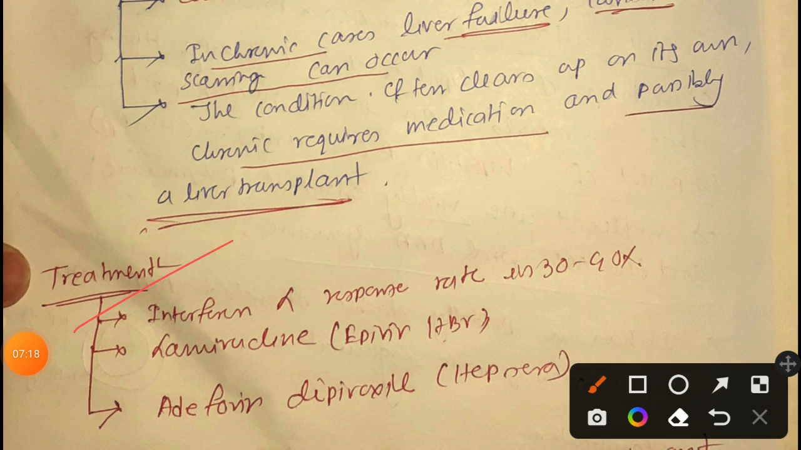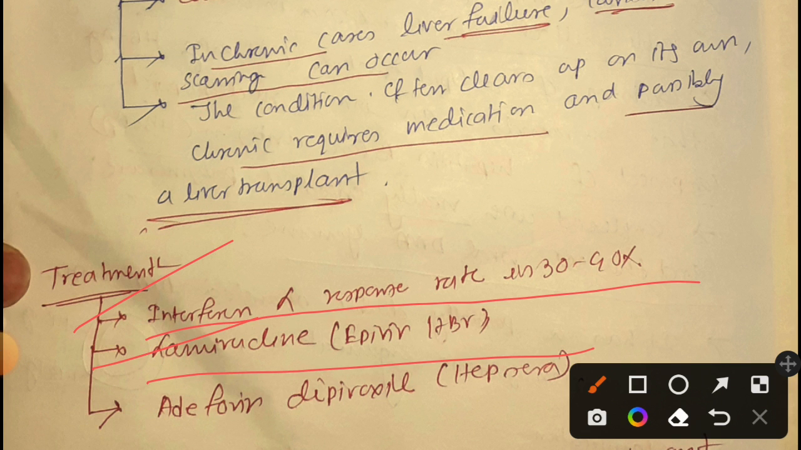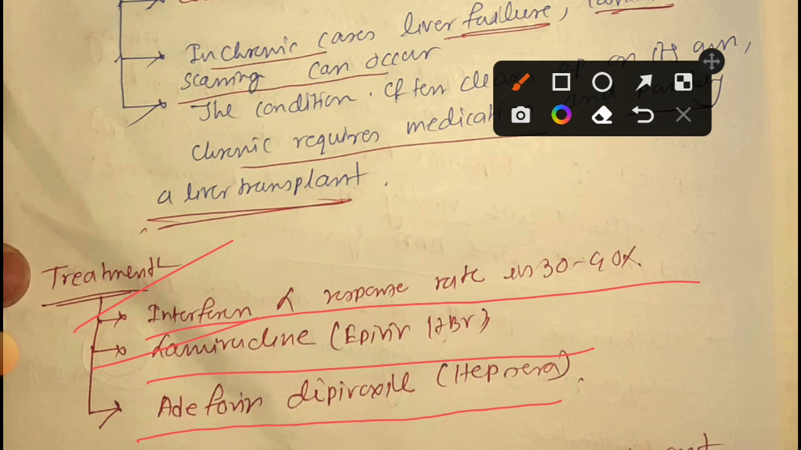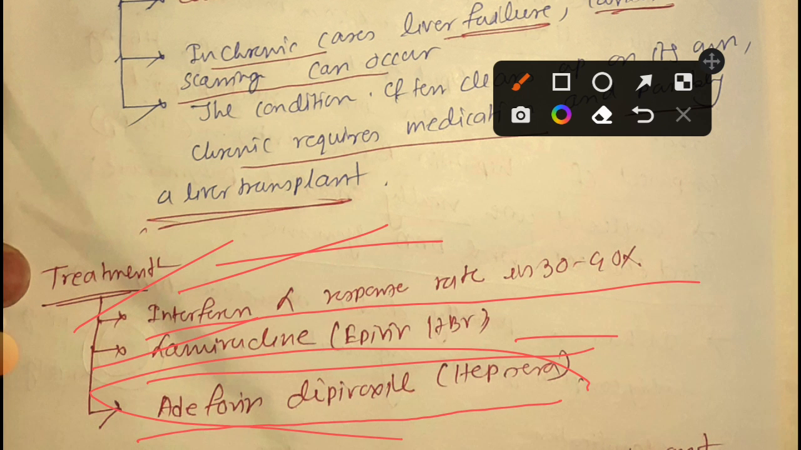So treatment is interferon alpha, with responses in 30 to 40%, lamivudine, entecavir, HBV, adefovir dipivoxil, that is Hepsera. Okay, so we can simply remember interferon alpha with a response rate of 30 to 40% and lamivudine mainly. Okay, the others I think will be quite difficult to remember.